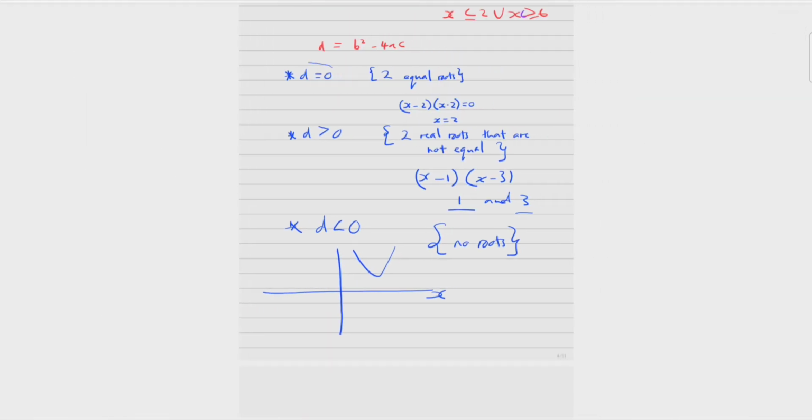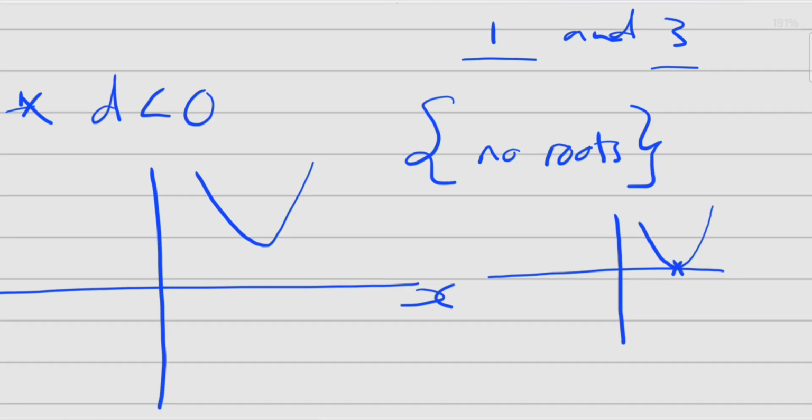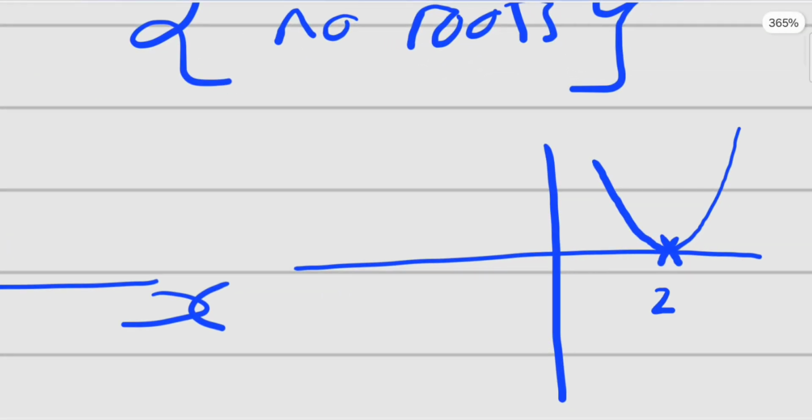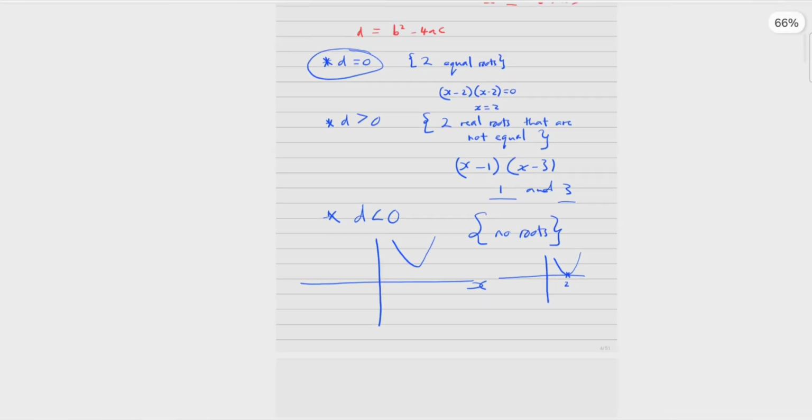And for when the discriminant is equal to 0, where we have two equal roots, the sketch will be looking like this. So it's touching at that point, right? The graph will be touching at that point. And according to our example, let's say this is 2. So this will be x equals 2 twice, right? It's not cutting through the x-axis, but it's touching the x-axis at x equals 2.